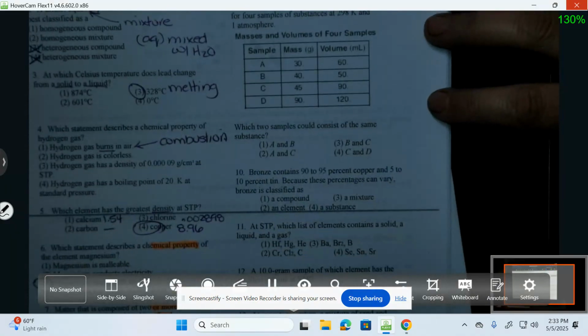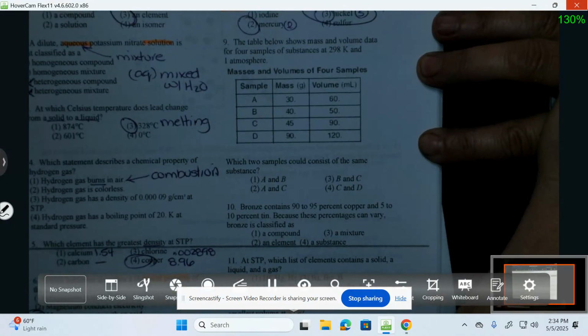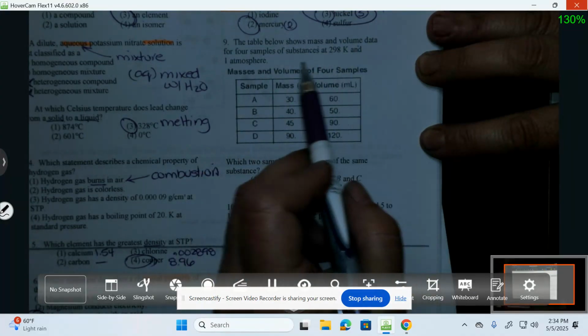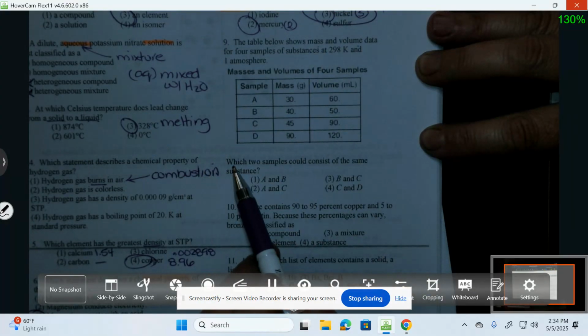Okay? All right. The table below shows the mass. Am I going too fast for you? You all right? Okay. Just yell if there's a problem.